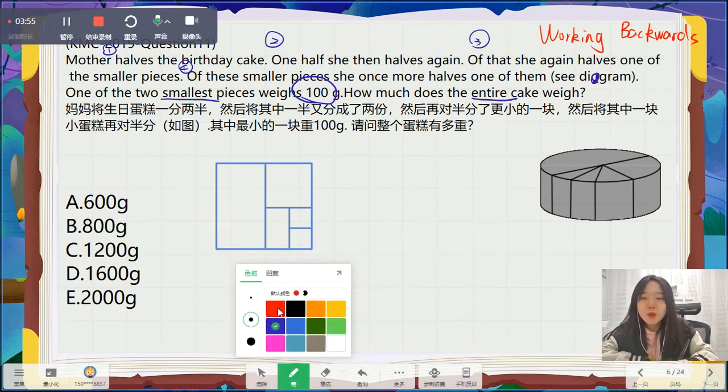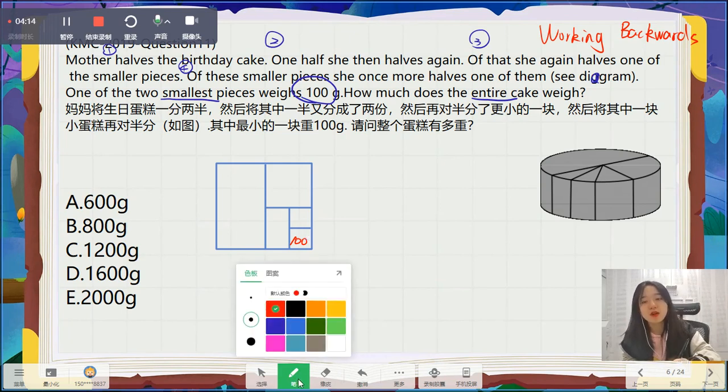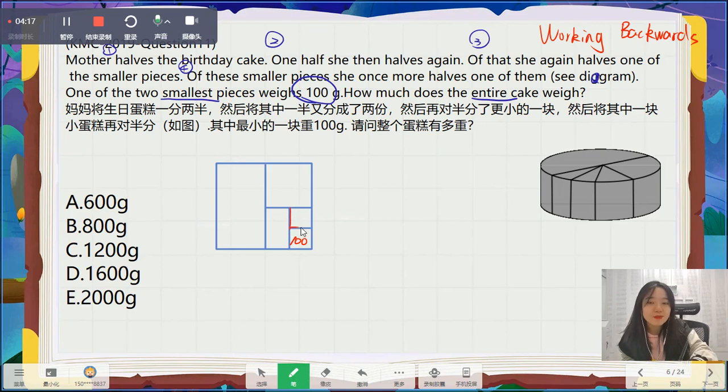And now let's see, we know one of the smallest pieces weighs 100 grams. So it should be the smallest square. And we want to find the entire cake. We just need to start from the smallest one and work backwards step by step. Let's see this smaller one and this part. Are they equal? Of course they are equal. They are half of the small rectangle. Okay, so this red part should also be 100.